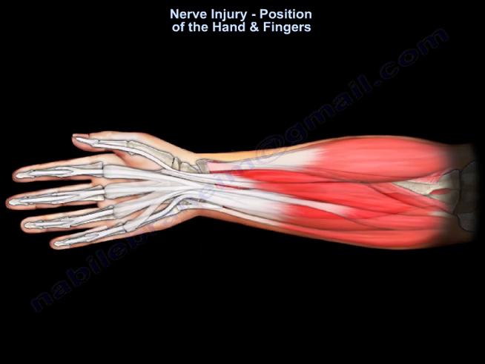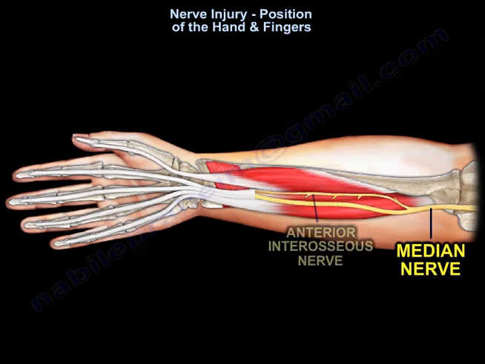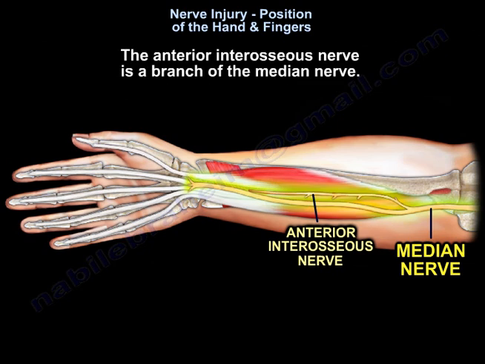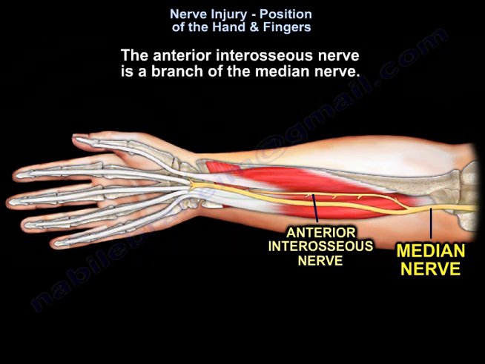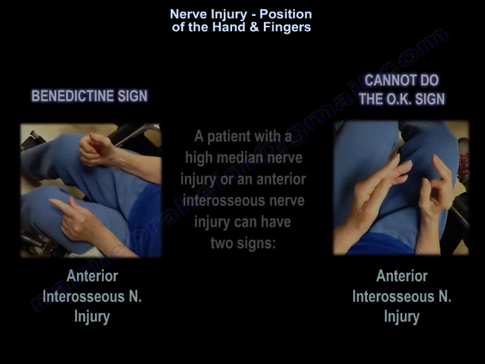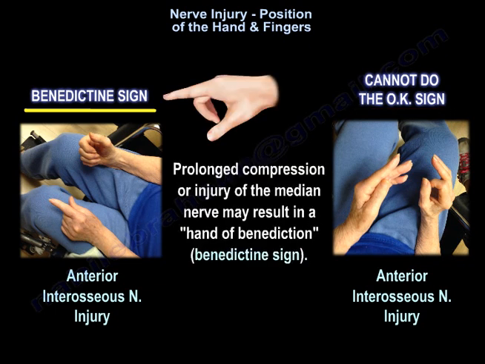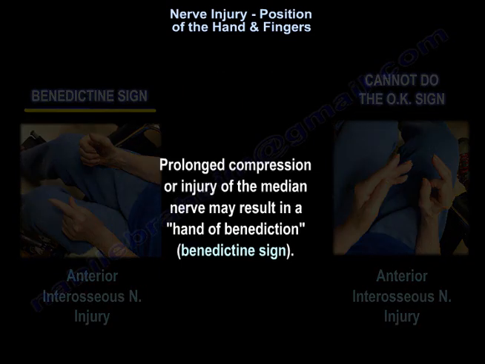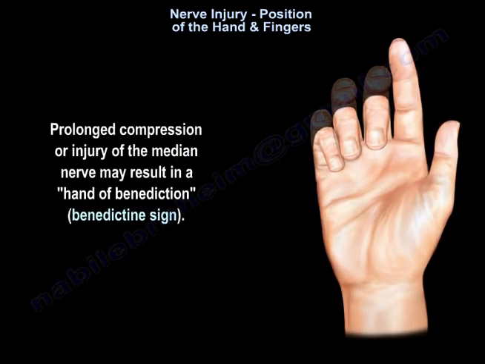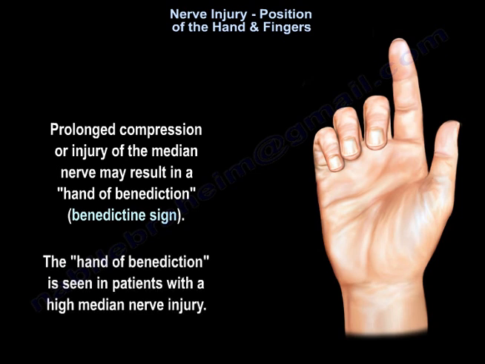How about the median nerve injury and the anterior interosseous nerve injury? The anterior interosseous nerve is a branch of the median nerve. A patient with a high median nerve injury or an anterior interosseous nerve injury can have two signs: the Benedictine sign, and the patient cannot do the OK sign. Prolonged compression or injury of the median nerve may result in the hand of benediction. The sign of benediction is seen in patients with a high median nerve injury.